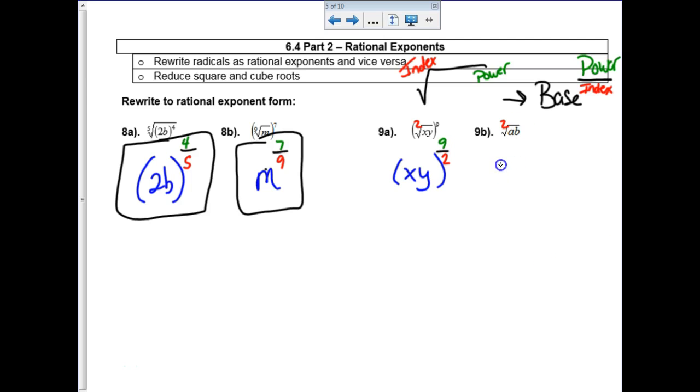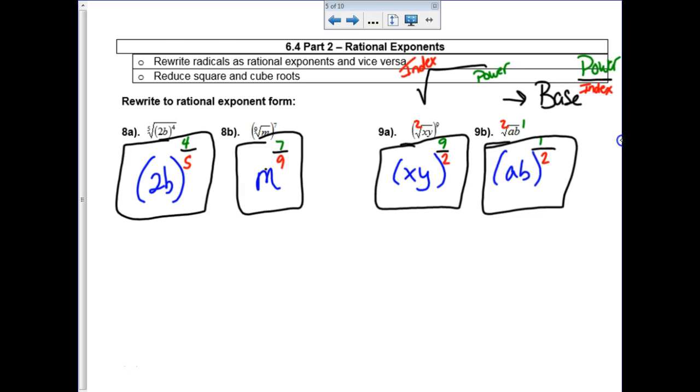Alright, and this last one here, the base is an AB. This one's tricky because it doesn't seem to have a power, but we know there's always a first power. So I'm going to put a 1 there. And then again, the index is a 2, even though they didn't write it. They'll never write a 2 for a square root. You have to know that when you see a radical with no index, it is a square root.